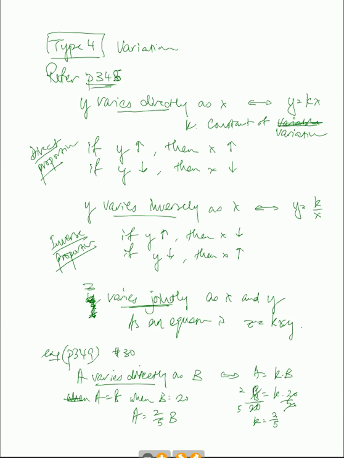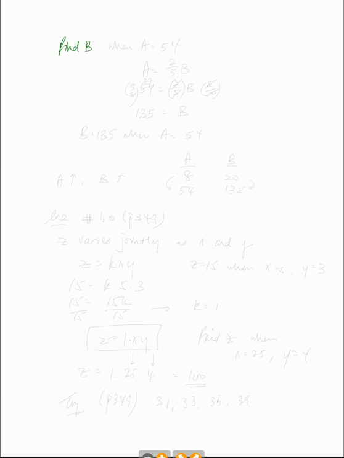So the next part of the question is saying, can you find B when A is 54? Okay, so all you have to do is put it into the equation. A is equal to 2 over 5 B, and you're told A is 54. So 54 is 2/5 of B. So now you have to solve. And to solve for B, you're going to have to use the reciprocal of the coefficient 2/5. So I'm going to multiply both sides by 5 over 2, so that the 5's cancel and the 2's cancel.